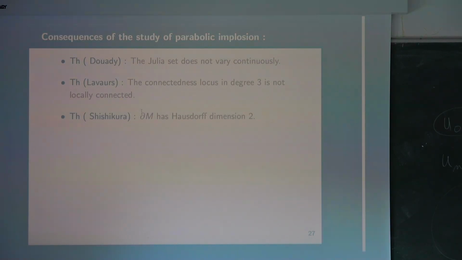And afterwards, Shishikura proves that the boundary of the Mandelbrot set, so all these people use the parabolic implosion, has Hausdorff dimension 2. I don't have time to explain what Hausdorff dimension is, but it measures how complicated a set is. When you want to cover a set with balls, you count how many balls of some given radius you need to cover it, take some logarithm and divide by the logarithm of the radius, and you get a limit which gives you the Hausdorff dimension.